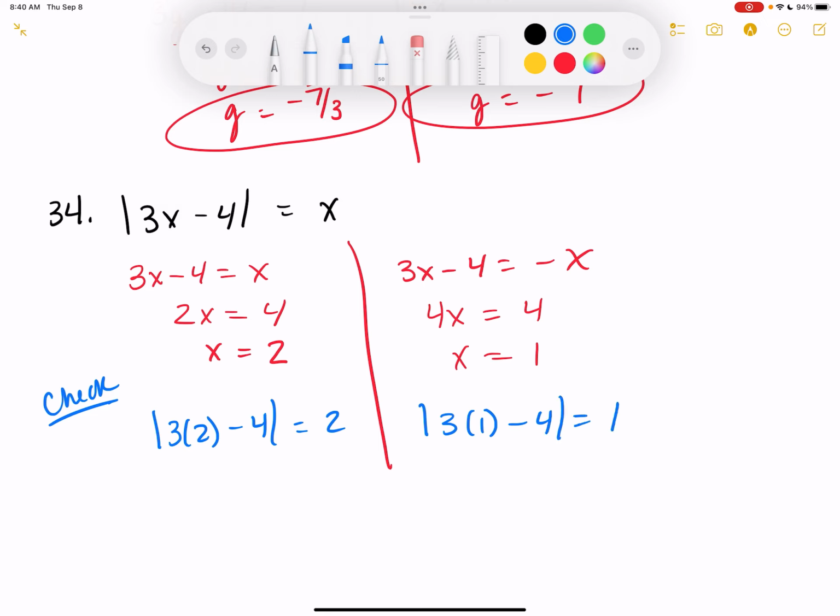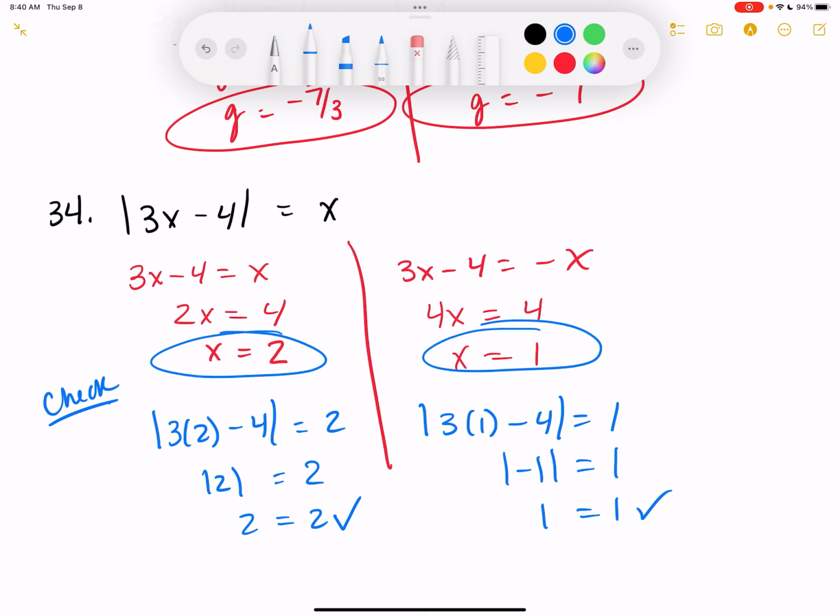So 6 minus 4, and you don't have to write out every single step when you do these, but 6 minus 4 is 2, so the absolute value of 2 is equal to 2. So that one works. The other one, we have 3 minus 4, so that's going to be the absolute value of negative 1 equals 1, so 1 is equal to 1. So both of these in this case work. If one of them didn't work, you would go beside your work and write extraneous, to show that you checked it.